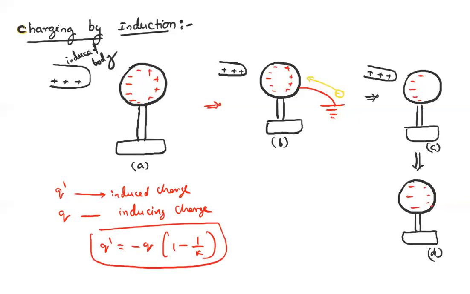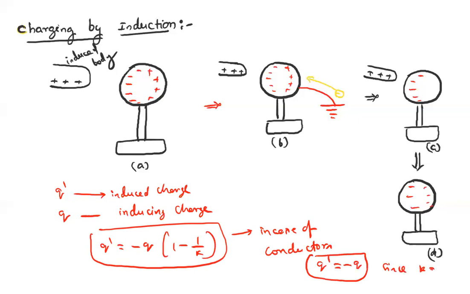In the case of conductors, Q dash = -Q, since K equals infinity.